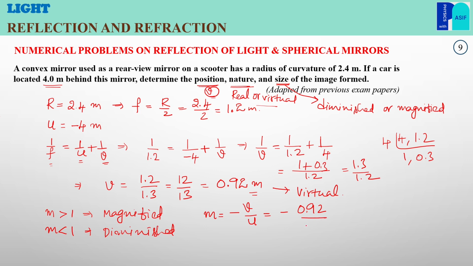0.92 and u is 4, so therefore it will be 0.92 divided by 4. So clearly it shows that the denominator is greater than the numerator. So therefore the value will be less than 1. The image formed is a diminished image.